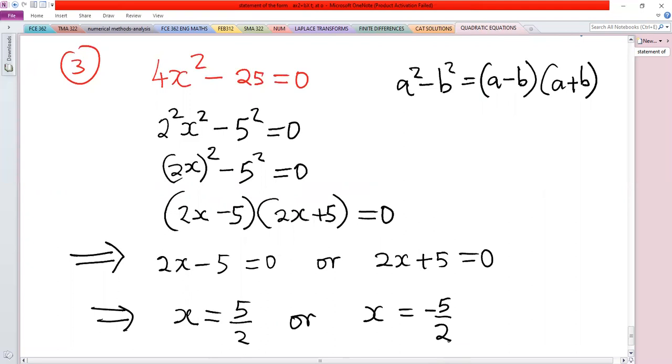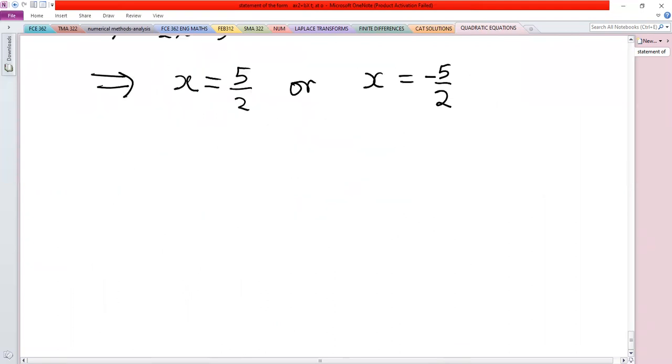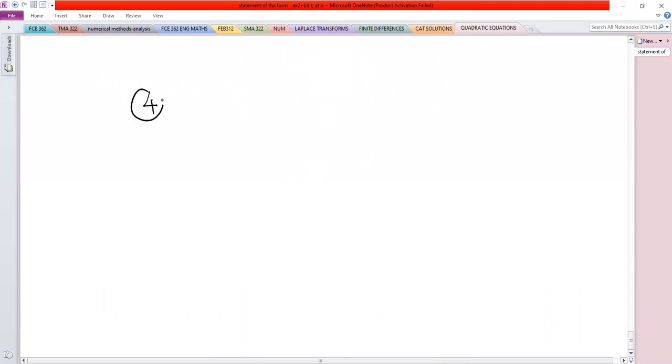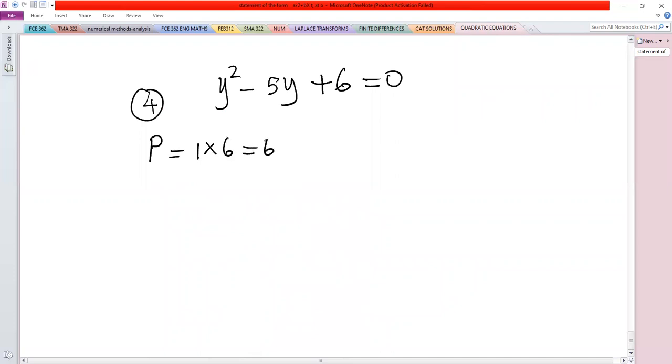Next one, number 4, we have the quadratic y squared minus 5y plus 6 equals to 0. Now start by defining product, which is given by 1 times 6, which is 6, and sum, which is given by minus 5. So we need to get two numbers that will give us this sum and product.